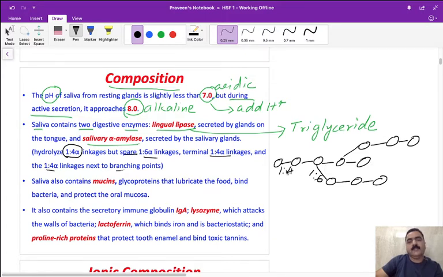But if you give sufficient time, what will happen? It can break down into individual monosaccharides, and the individual monosaccharides can be absorbed very easily from the mouth itself.